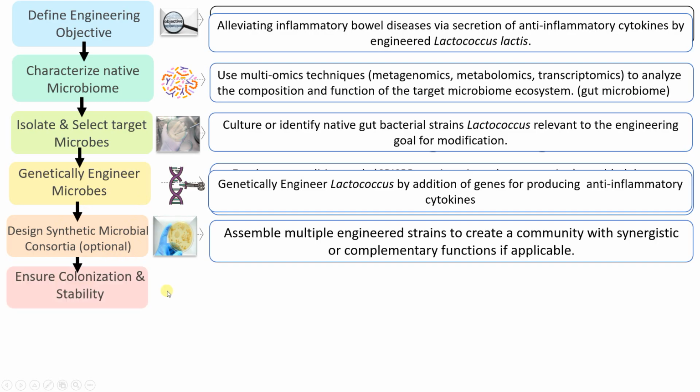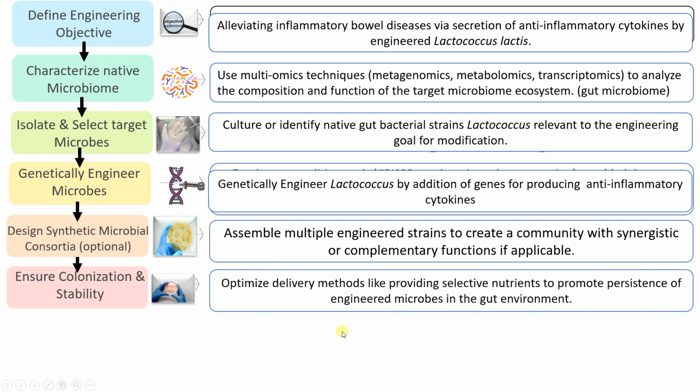Next step is ensure colonization and stability. Here, we need to optimize delivery methods like providing selective nutrients to promote persistence of engineered microbes in the gut environment. And this is the most difficult step. The engineered microbiome should thrive well in the gut environment. So we will be devising different methods like providing specific nutrients so that they can grow optimally under the gut condition.